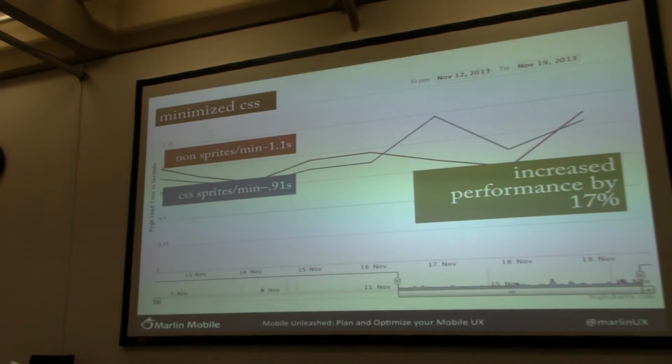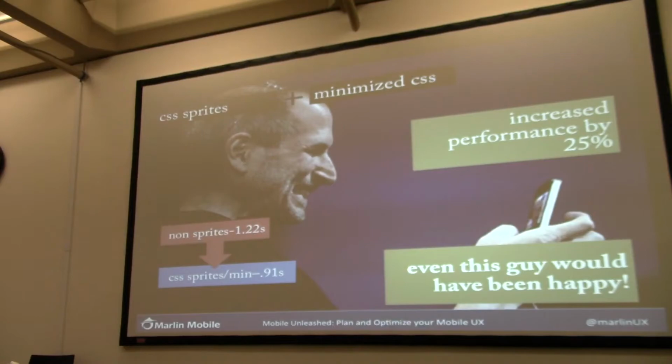Use all the tricks. If you use all my tricks, and you say, hey, I'm just going to do really dumb sprites and minimize CSS. For minimizing, there are already like 300 websites where you plug in your CSS and it comes out minimized. It's awesome. It's so easy. Who wouldn't do it? I went from 1.22 to 0.91. I saved myself 25%. And my joke is, even this guy, the guy who hated web pages and loved apps, 25%. Who doesn't love 25% faster, or whatever it is? Even he's smiling.